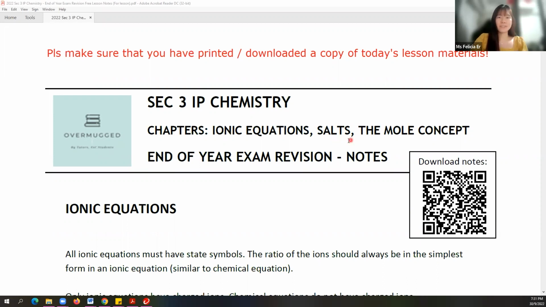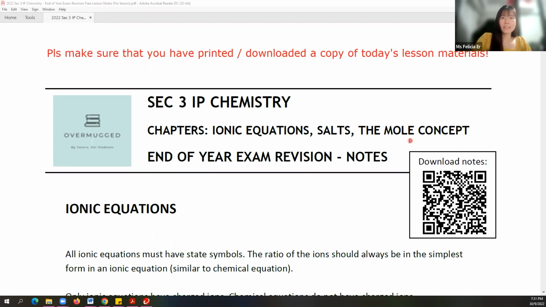So stay tuned. For those of you who are not tested on the mole concept for this Sec 3 end of year chem exam, after the Kahoot, you can choose to leave already. I will provide the answer key for today's worksheet at the end of the lesson. If you need to leave earlier, you can follow the OVERMUGGED O-level Telegram chat, where they will post the recording. Since it's a YouTube video, you can look at the description for the answer key.